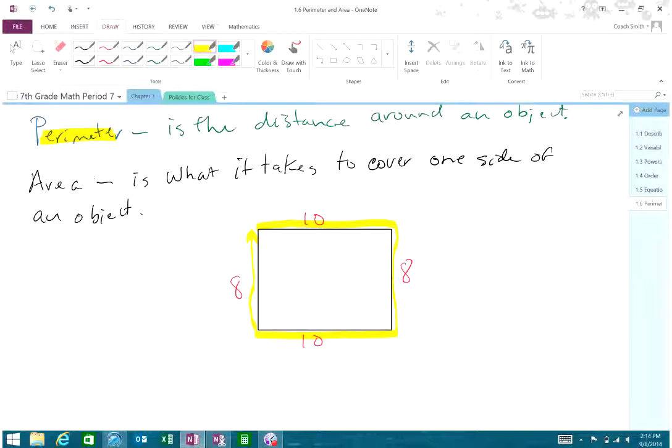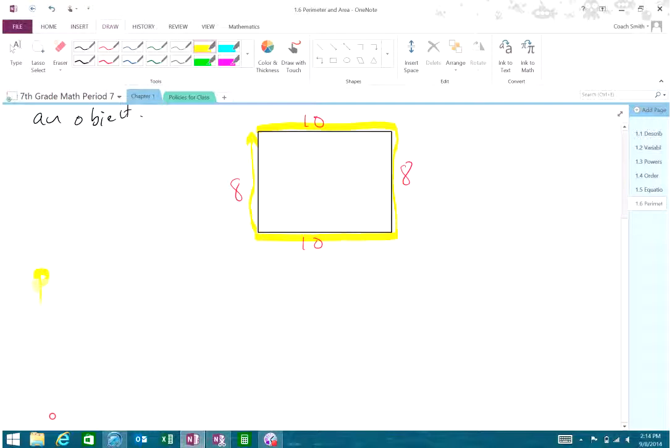Okay? There's 2 different formulas: there's an area formula and there's a perimeter formula. Okay? These are the ones that I'm going to use. For the perimeter, perimeter is equal to the sum of all sides. Okay, perimeter is equal to the sum of all sides.